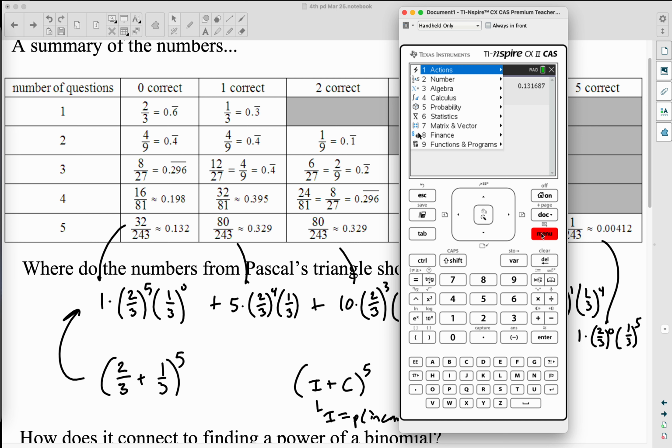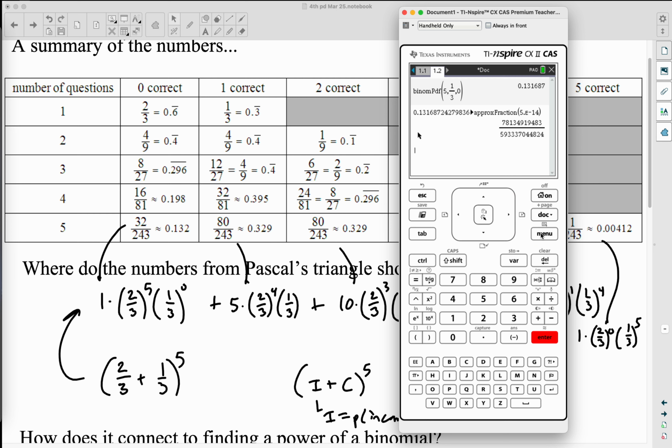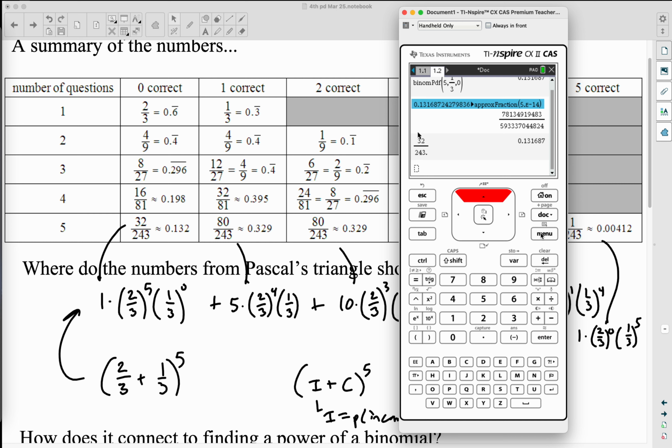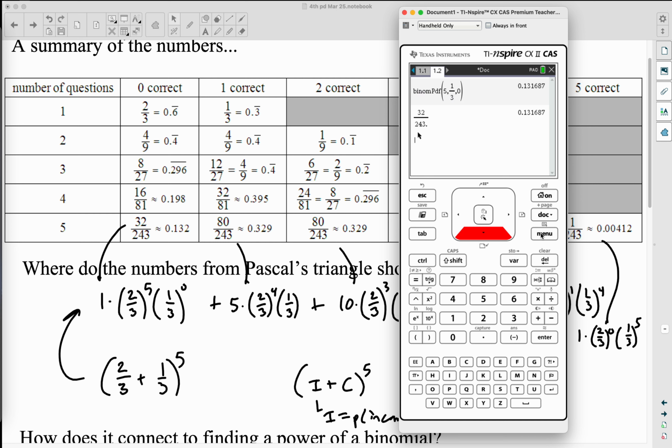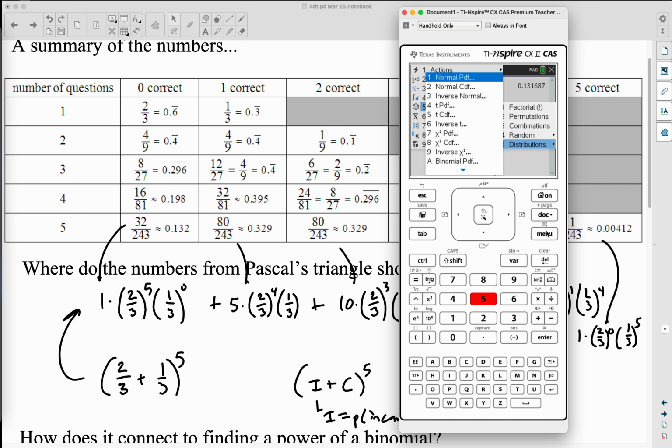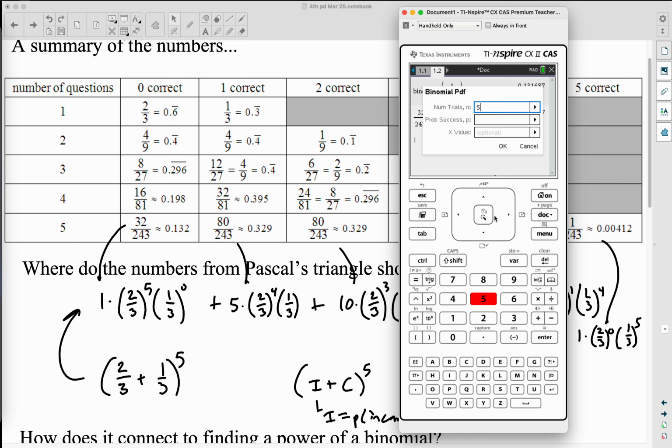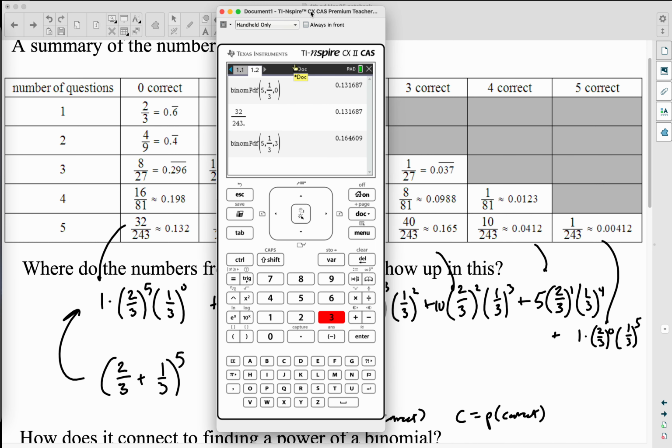You can even, to get a fraction out of it, go to number and approximate to fraction. Ooh, yeah, that's not the same because it's only an approximation. So I guess that didn't work especially well. If you want to know the chance of getting 3 correct, that's menu, probability, distributions, binomial PDF. And then you do the same thing: 5 trials, chance of being right is 1/3. You want to get 3 correct. There. So 3 correct is over here, 0.165, see?